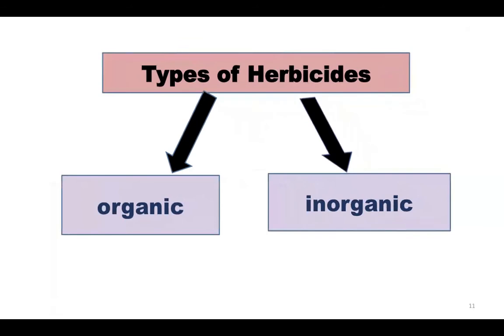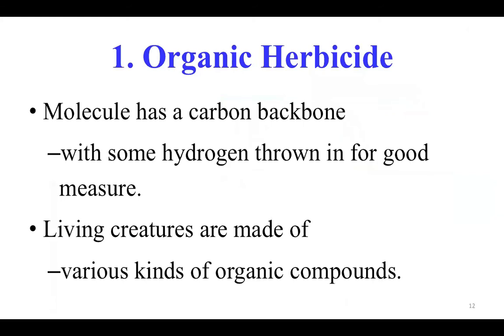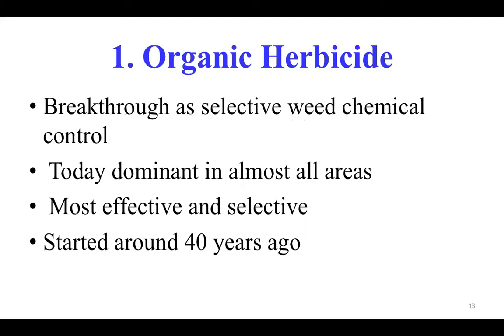So those were the kinds, and now these were the types of herbicide, organic and inorganic. The first type is called organic herbicide. Organic means that a molecule has a carbon backbone with some hydrogen thrown in for good measure. Living creatures are made up of various kinds of organic compounds, while inorganic molecules are composed of many other elements.